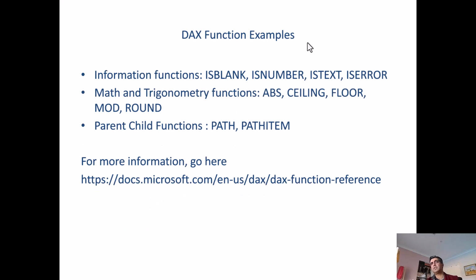There are some functions like is blank, so if you want to check for blanks, is number, is text, is error. There are some math functions and trigonometric functions. I have not put trigonometric functions, but math functions are here, so you can get absolute value using ABS. Ceiling, floor, so you can get the highest value using ceiling, and then floor, so on and so forth. Parent-child functions like path and path item. And if you want to go through a detailed list, here's a reference: go to DAX function reference on Microsoft.com. So you can use this link.